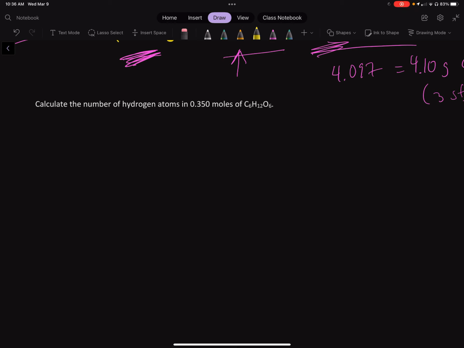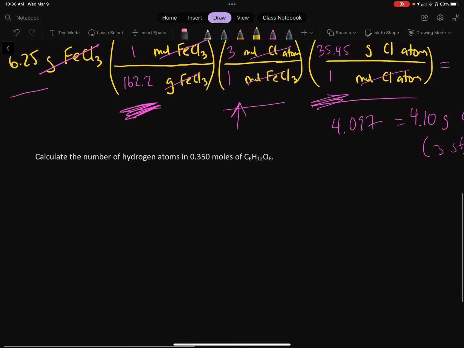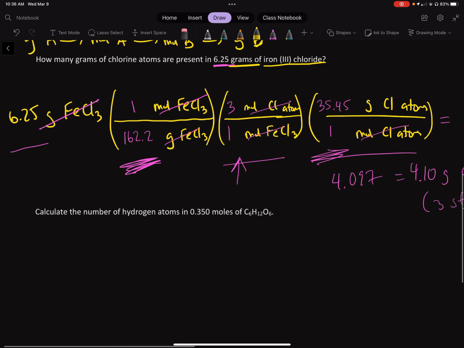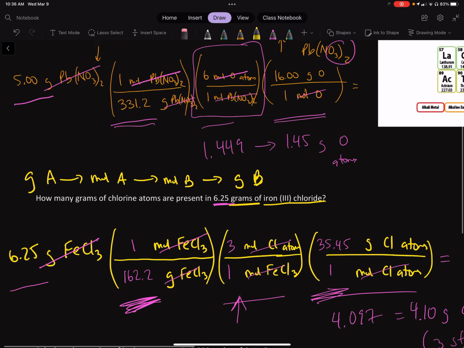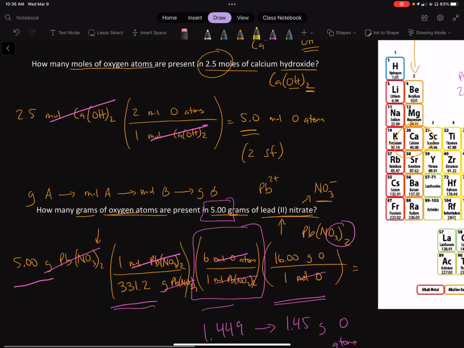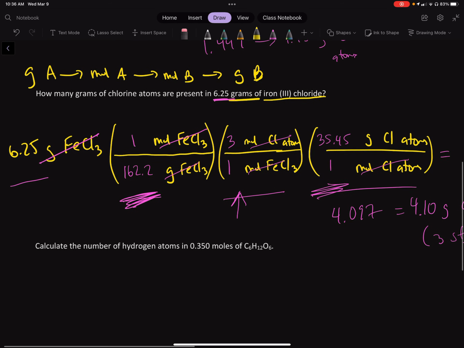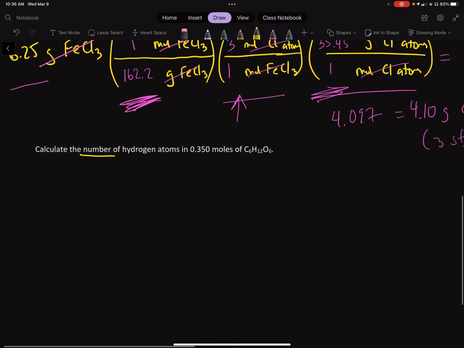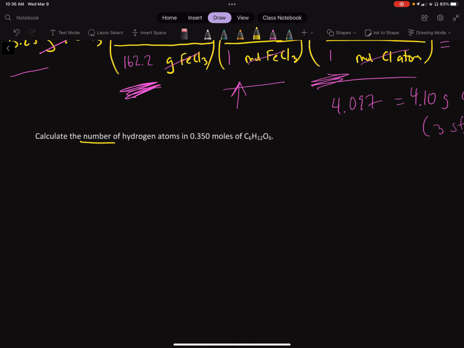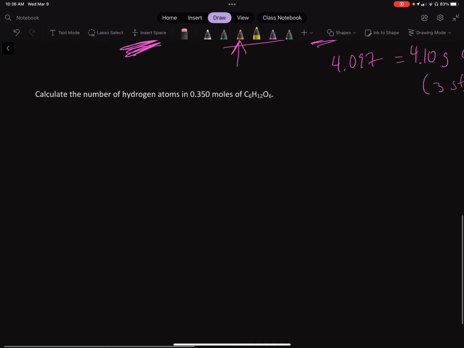It says calculate the number of hydrogen atoms in 0.35 moles of C6H12O6. What's different about this one is it says number of hydrogen atoms, not moles or grams of. Earlier we had calculate the moles of oxygen atoms, and here it's the grams of oxygen atoms. Here it just says the number. So they actually want how many, and it's going to be some really big number because atoms are really, really tiny, and we have a thing called Avogadro's number. So we'll introduce that, or review it anyway.